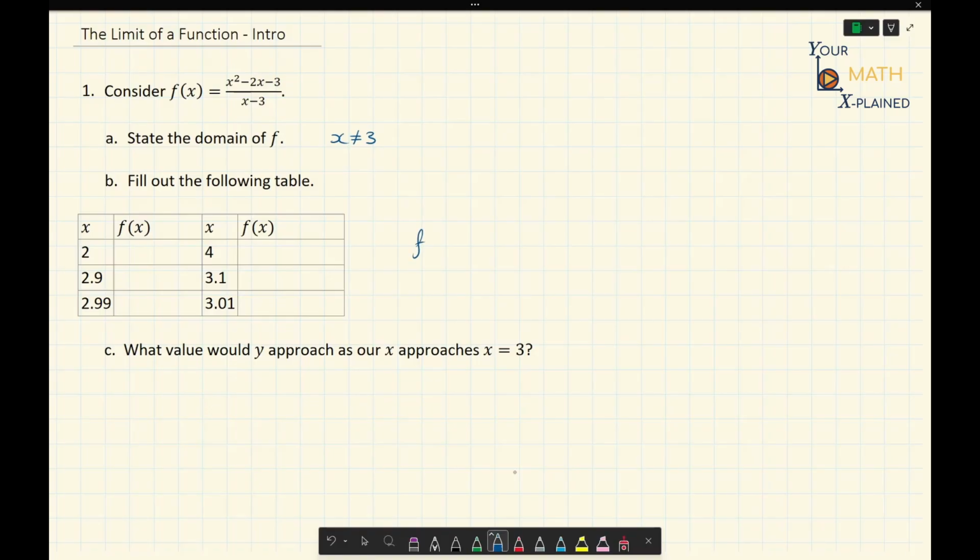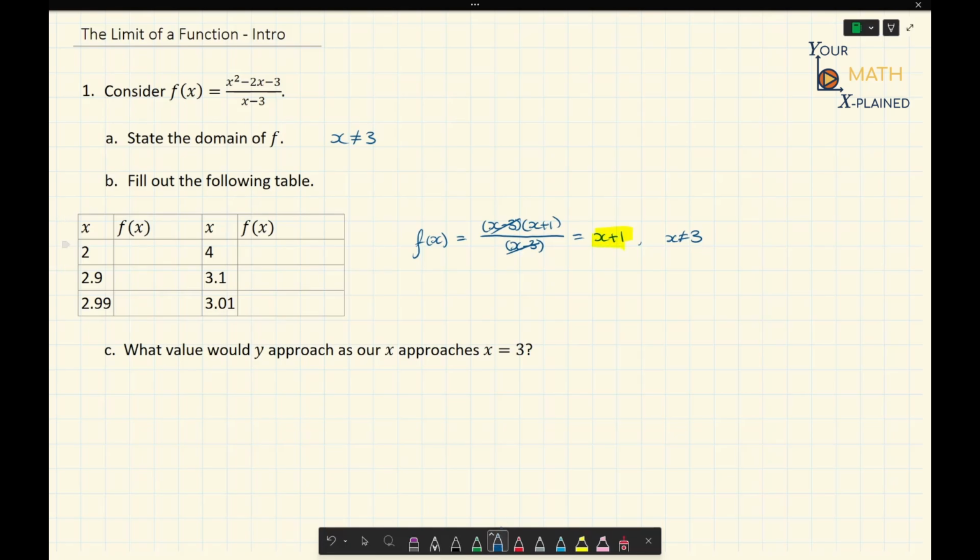But to make our lives easier, let's go ahead and rewrite f of x. So we have f of x is equal to, and we're going to factor our numerator. So this is going to be x minus 3 times x plus 1, divided by x minus 3. So notice how we have the factor x minus 3 on top and on the bottom. So therefore we can cancel it, and this is equal to x plus 1. Of course, this is given that x is not equal to 3, which is our domain. And now we can go ahead and use this simplified version because none of our points are 3.